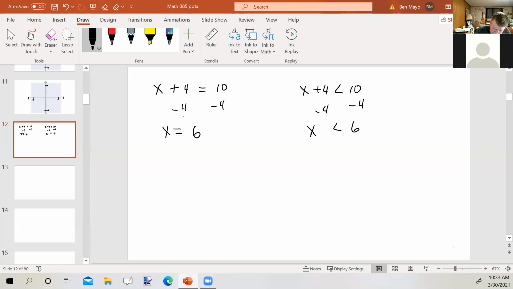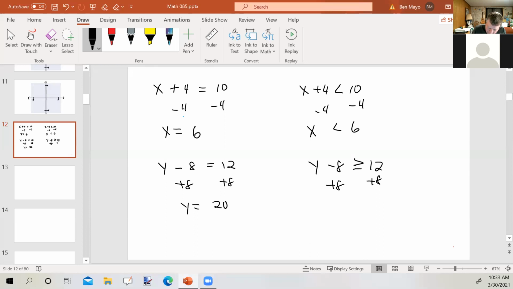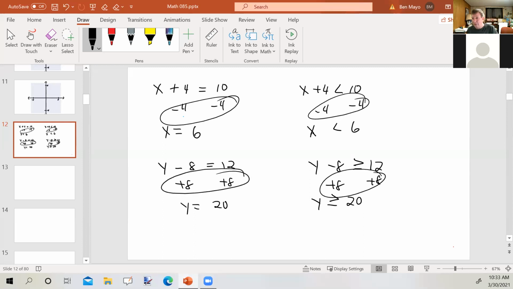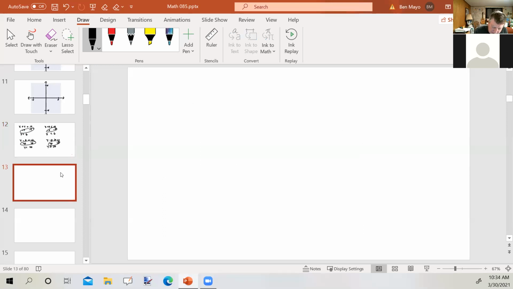So you can subtract the same quantity from both sides of an equation and from both sides of an inequality. Let's say we've got y minus 8 equals 12. To solve this equation, we would add 8 to both sides and get y equals 20. Let's say we've got the inequality y minus 8 is greater than or equal to 12. We would add 8 to both sides of the inequality and get y is greater than or equal to 20. So again, not only can we subtract the same quantity from both sides, we can add the same quantity to both sides of an equation or of an inequality.